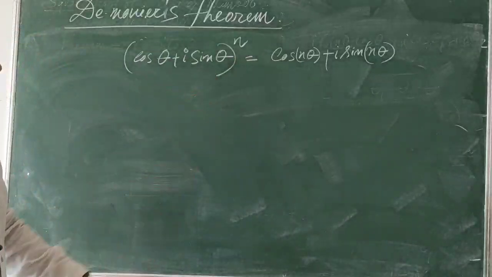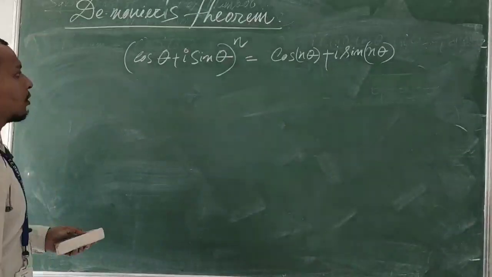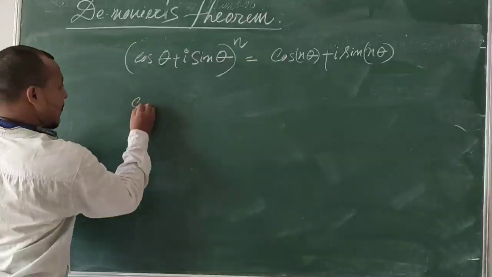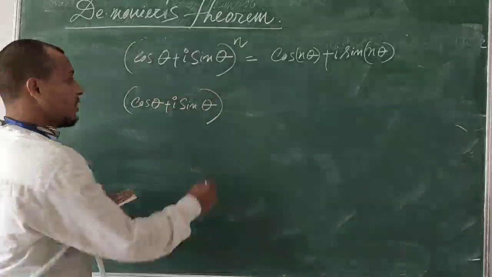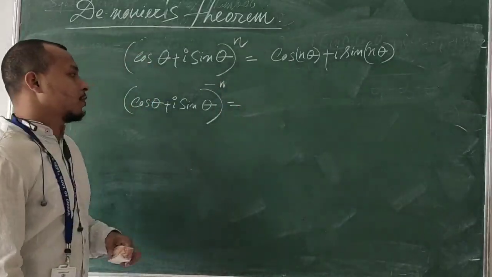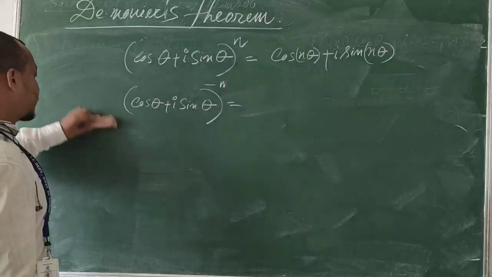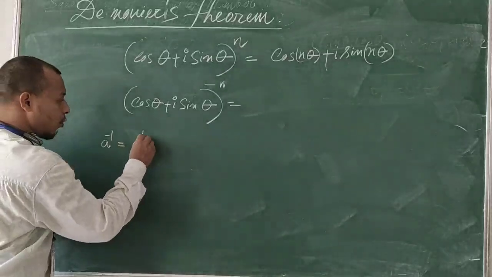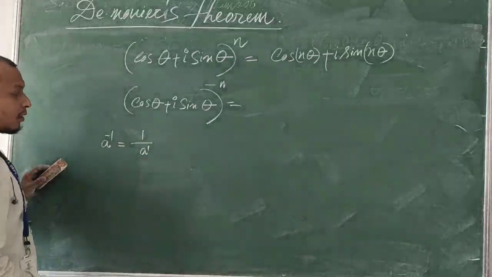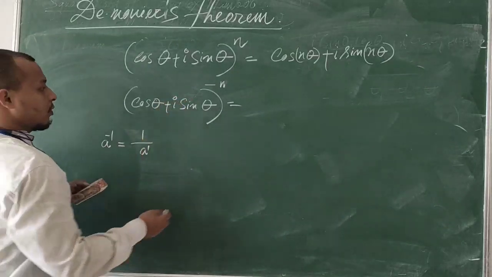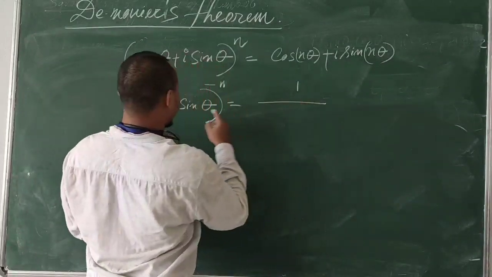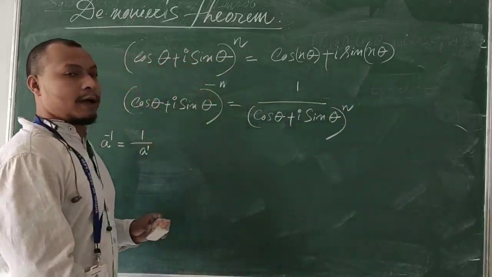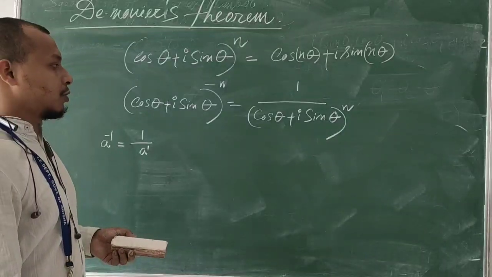This is the original theorem. Now we are going to study what if n is not positive but negative, then how will this behave? We know, suppose a to the power minus 1. What is the meaning? a to the power minus 1 means 1 by a to the power 1, right? We will do the same thing here also. We will do 1 by cos theta plus i sin theta to the power n. Okay? I hope you understood it.